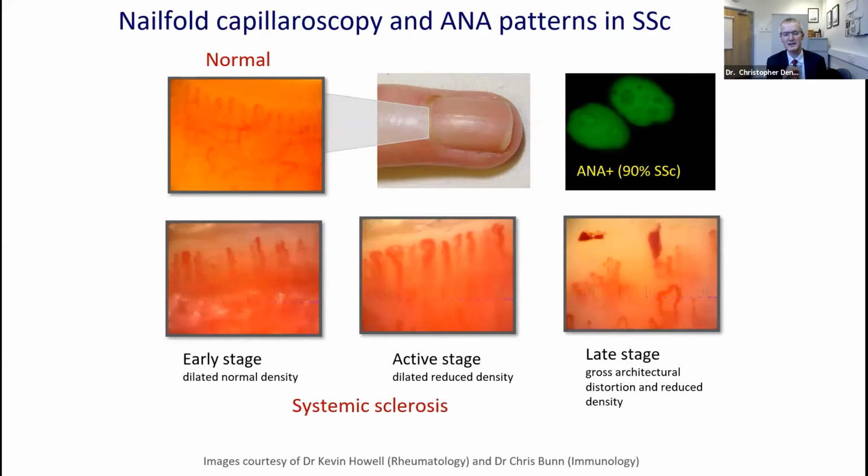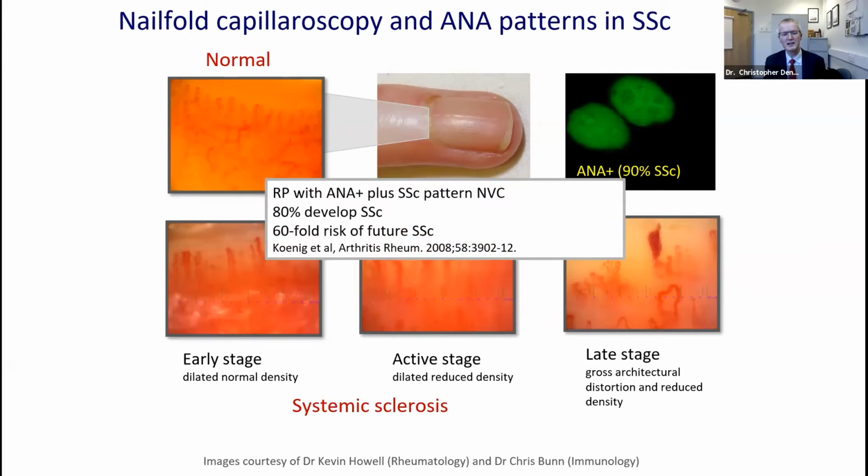Here you can see patterns that associate with systemic sclerosis, early stage disease, where we see an increase in diameter of the capillaries, but not necessarily a reduction in density, and then a reduced capillary number. So you get capillary dropout, but more dilatation of the capillaries in this active stage of disease. And then later, a much more disordered pattern with real distortion of the capillaries, a much reduced capillary density, and damaged vessels leading to hemorrhage in these patients.